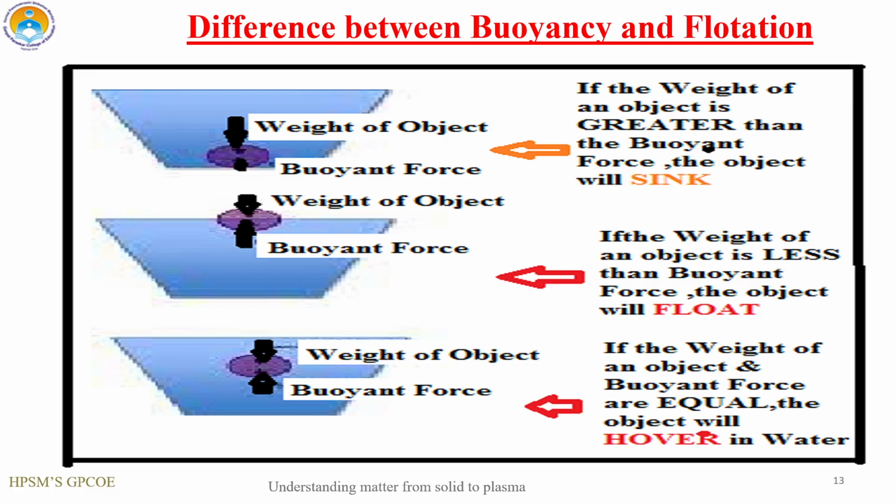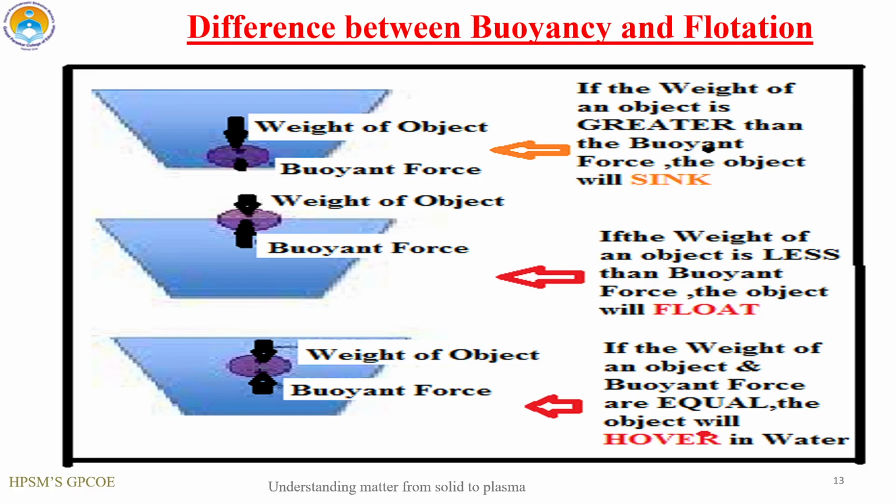Let us understand, in the liquid state only, the difference between buoyancy and flotation. So I have considered three different cases wherein one object is totally sinking inside the beaker, that is the first case. In the second case, the object is just floating on the surface of the beaker, and in the third, the same object is just hovering in the middle of the beaker. So let us understand what we mean by buoyancy and flotation.